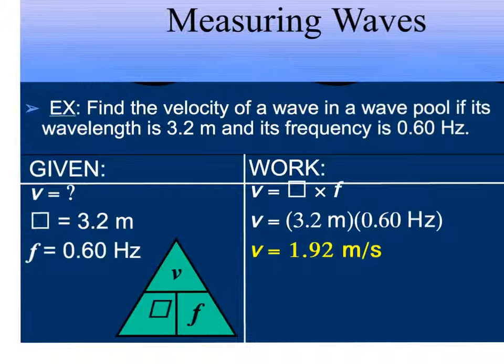In this case, we are asked to find the velocity, and so we know we will use the equation velocity equals our frequency times our wavelength. Now we are given our wavelength as 3.2 meters. Our frequency is 0.6 hertz. Therefore, we take these two numbers and multiply them out, and we would have our velocity or speed as being 1.92 meters per second.